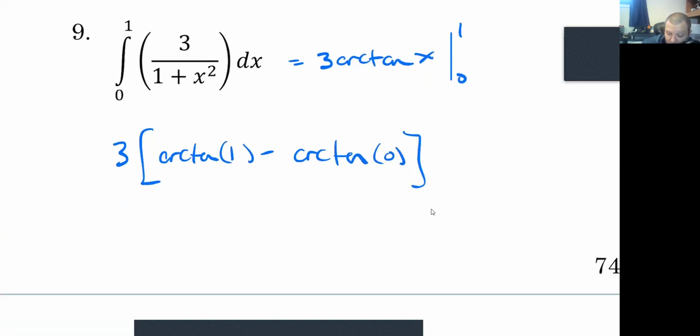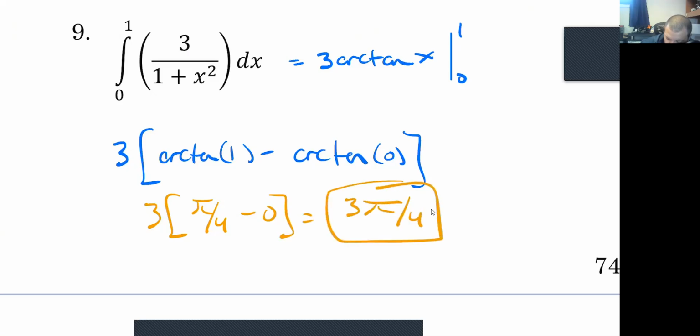Right, so you may not necessarily be well versed in your arctans. Like you may not look at this and think, oh, this is pi over 4 and this is 0, to get 3 pi over 4 as our answer. So just in case, here's a quick look at why that is the case.